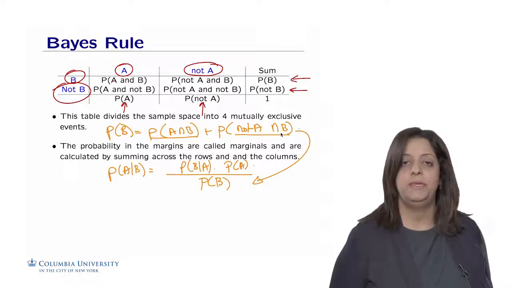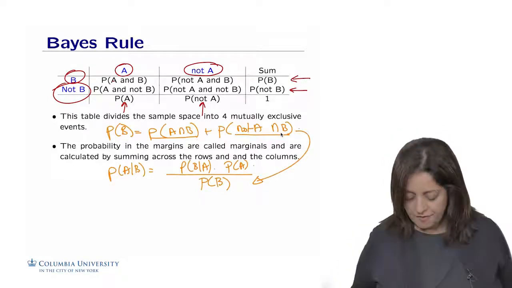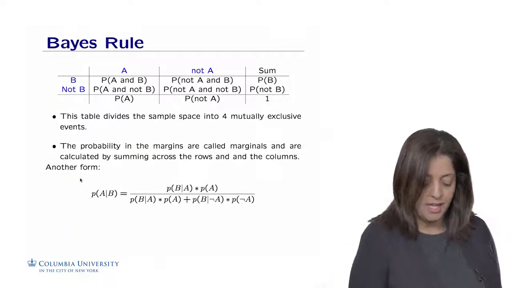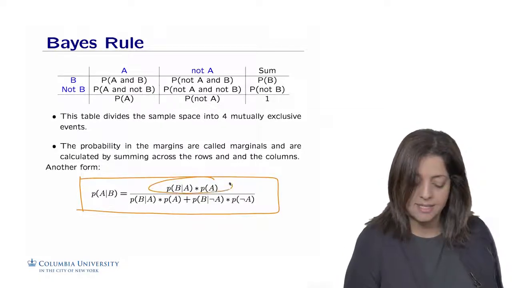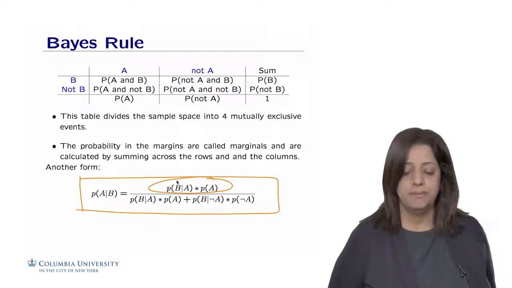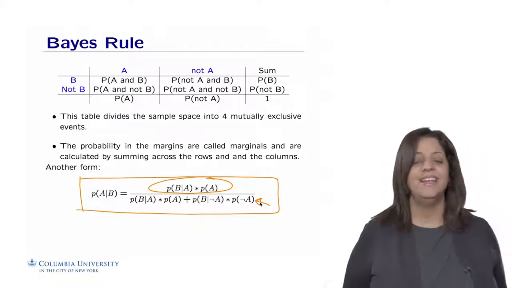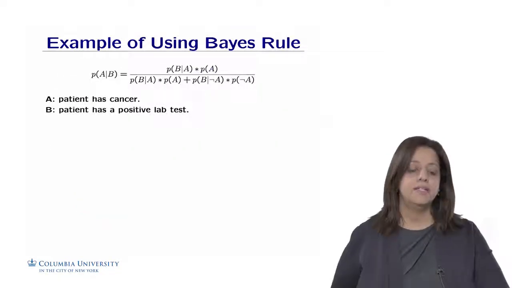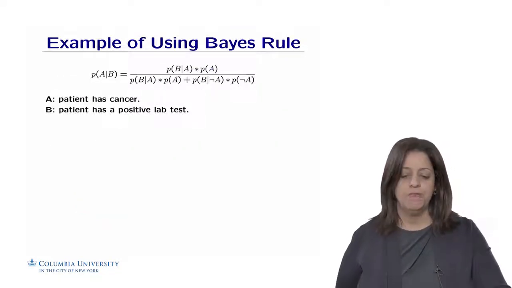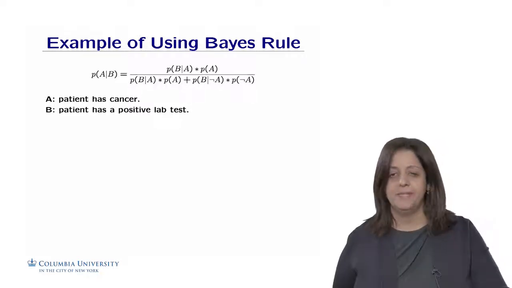Not A intersects B, using again the conditional probability, which leads us to another formulation of Bayes' rule, which is the formula here. You recognize this is what we had before in Bayes' rule, but this one is now a lot more detailed, using the table that we just saw. So here's an example of using the new formulation of Bayes' rule in order to predict whether a patient has cancer, given that some lab test is positive.